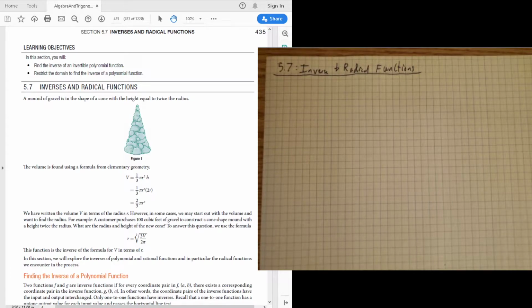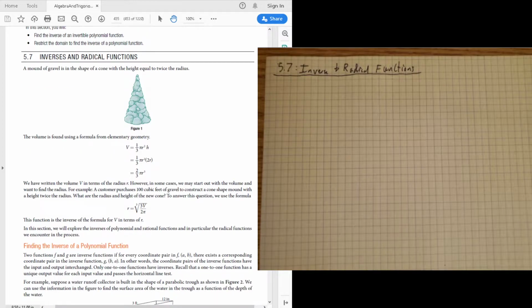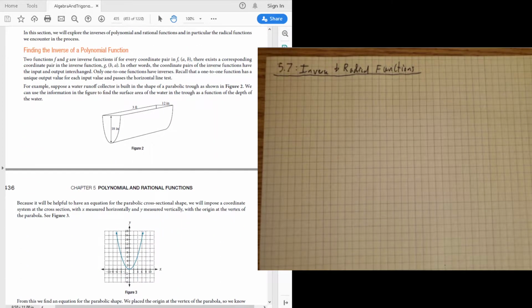So there's two big parts there. How do we find a polynomial function's inverse, and then how to restrict domains to get inverses of functions that didn't have an inverse before. It's important to note, as we'll be discussing here shortly, some functions have an inverse and some don't. But just because it doesn't have an inverse doesn't mean we can't make one work. First thing we're going to talk about is the definition.